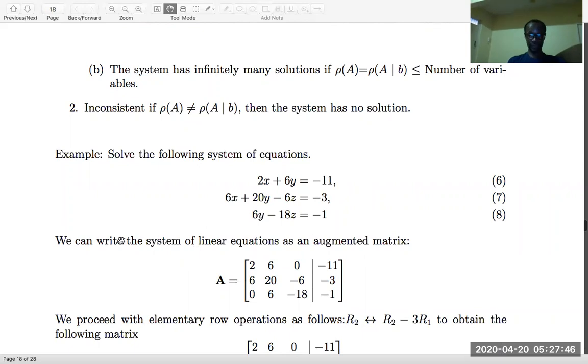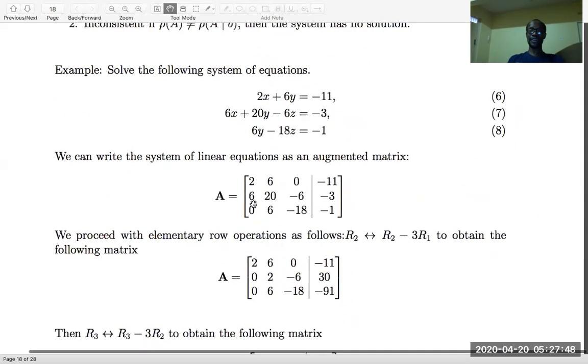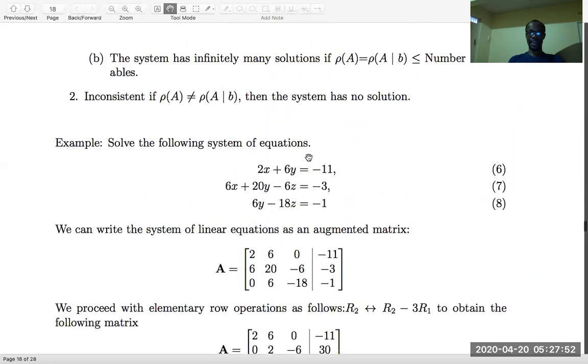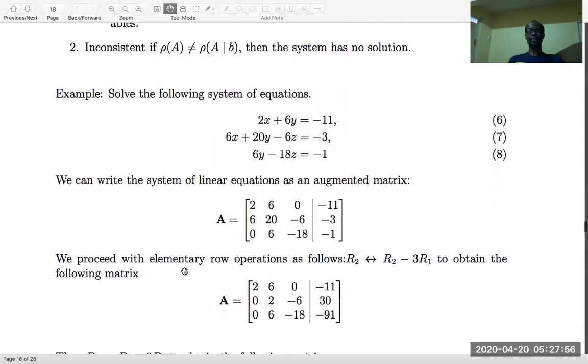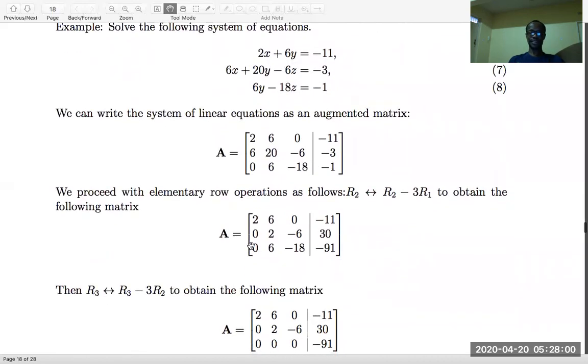Okay, example: solve the following system of equations. We can write the system of linear equations in augmented form, in this format. We proceed with the elementary row operations as follows. Again, we're doing the same thing. We're trying to achieve a 0 here, or we already have a 0 here. This is a lucky day for us. It's not always true, so you have to perform all the row operations.